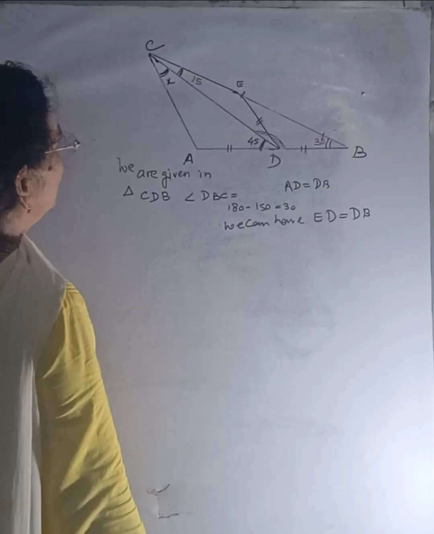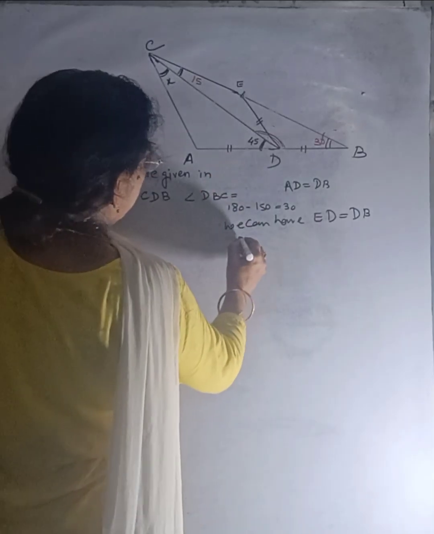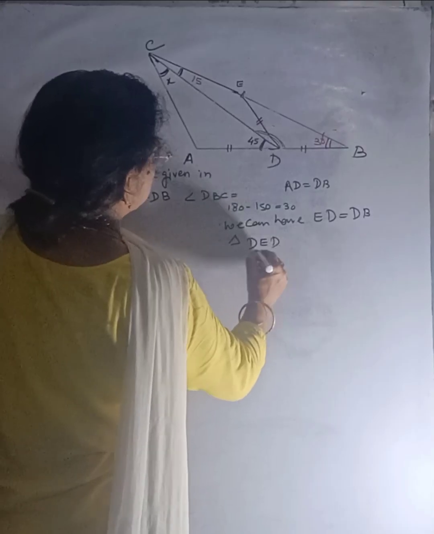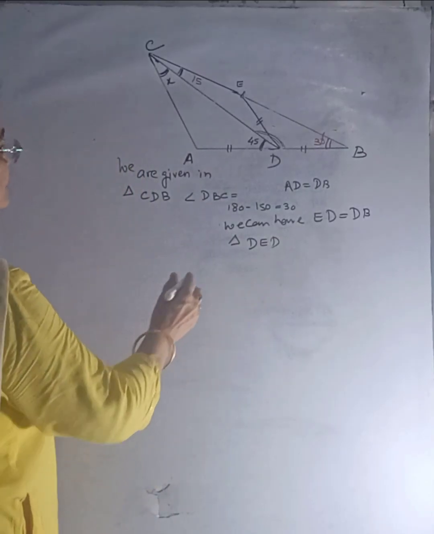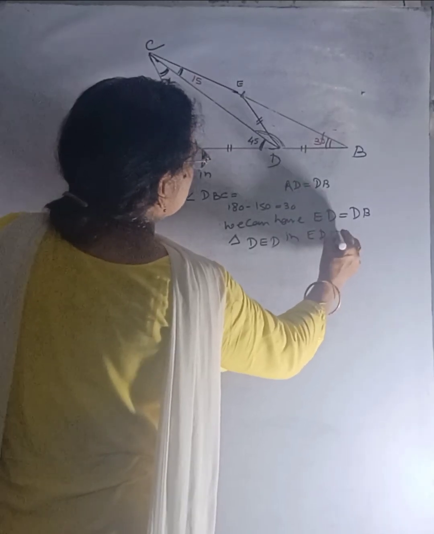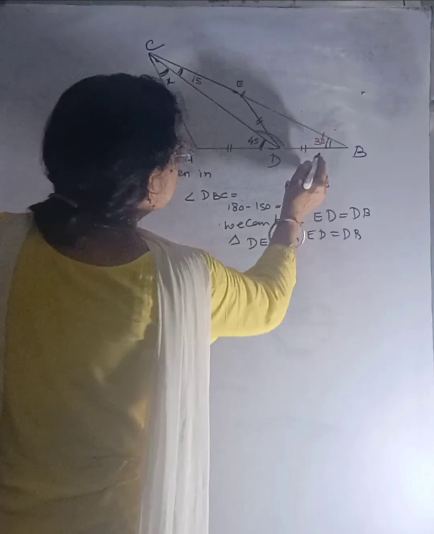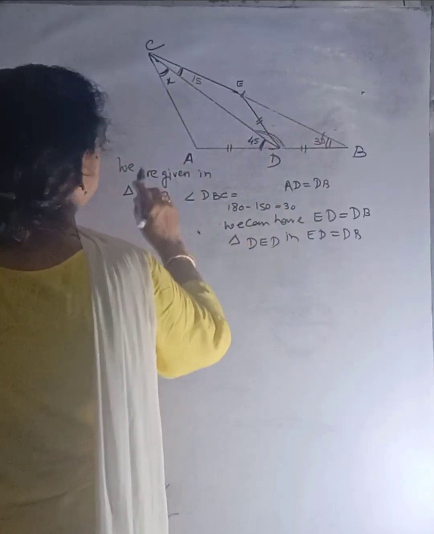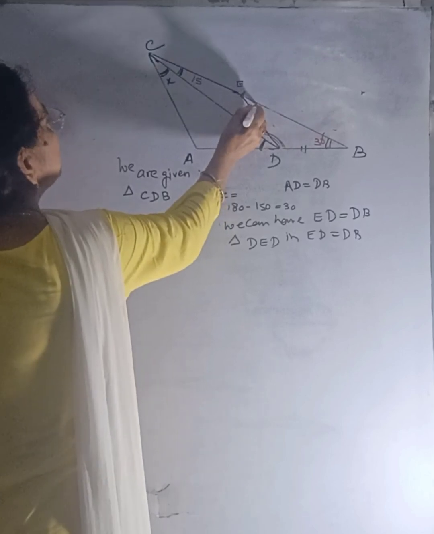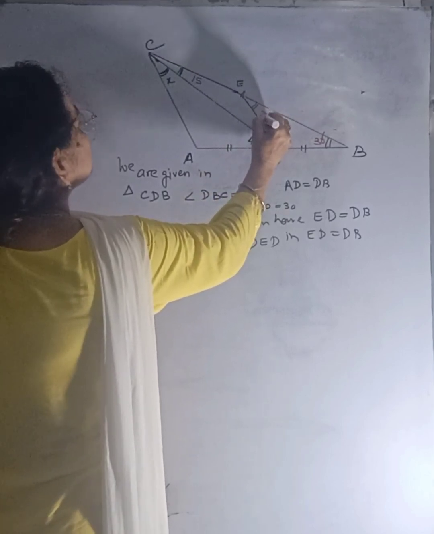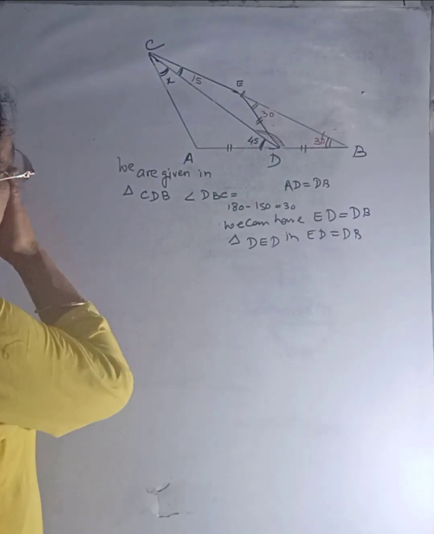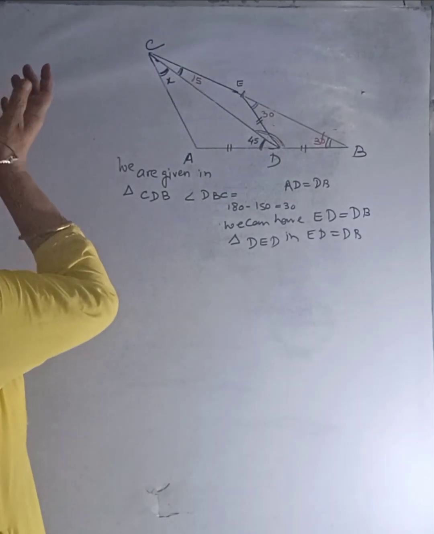Now we have the triangle DEB, a newly generated triangle in which ED is equal to DB, and this angle is already 30. It means this angle will automatically become equal to 30. Clear? Very much clear.